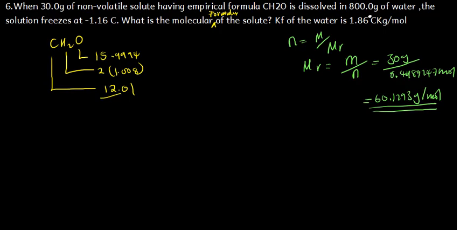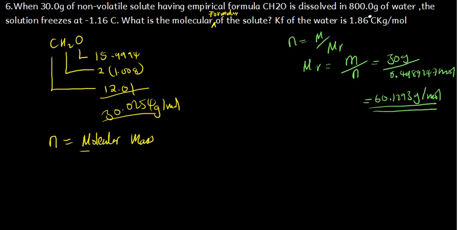If we sum these up, that is going to give us 30.0254. It is in grams per mole. And the main reason for finding the empirical formula mass is that I need to find n, which is the molecular mass divided by the empirical formula mass.